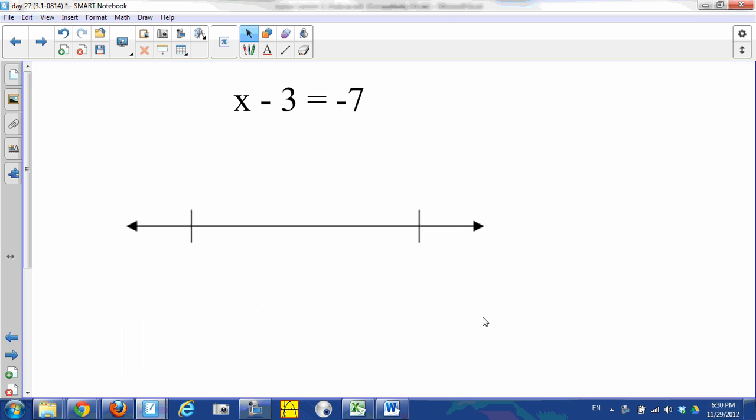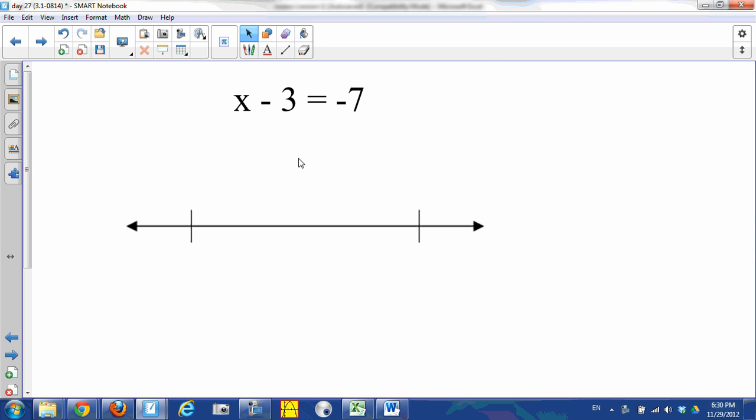I just wanted to give you another example of seeing the equation, visualizing it with a number line. And this example is a subtraction equation. So we're looking at x minus 3 equals negative 7. So what number minus 3 is negative 7?